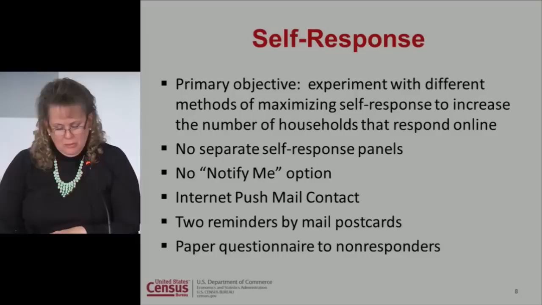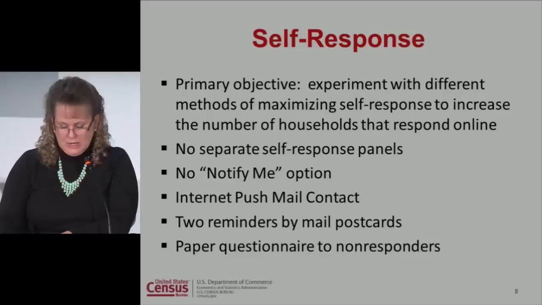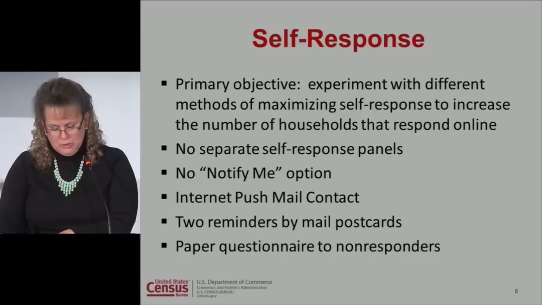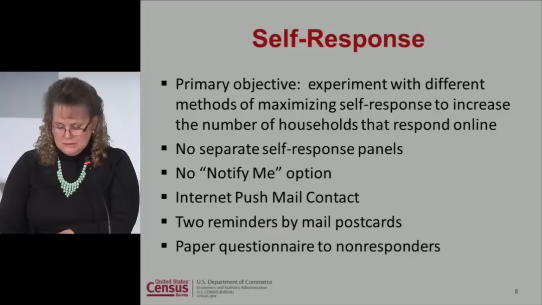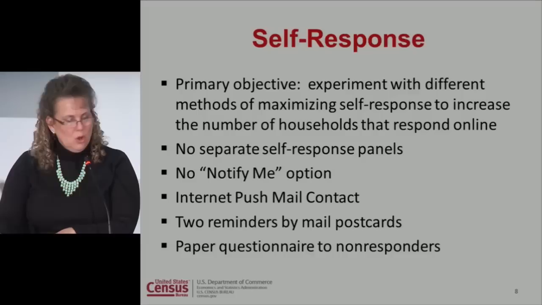The primary objective of the self-response component of the test is to experiment with different methods of maximizing self-response to increase the number of cases that respond online. All addresses in the Maricopa site sample will be sent an internet push mail contact asking them to respond to the census questionnaire on a secure internet site or by calling the telephone questionnaire assistance number to provide their responses. Two reminder postcards will be sent in each of the 2 weeks following the initial mail out. The second reminder will only be sent to non-respondents.